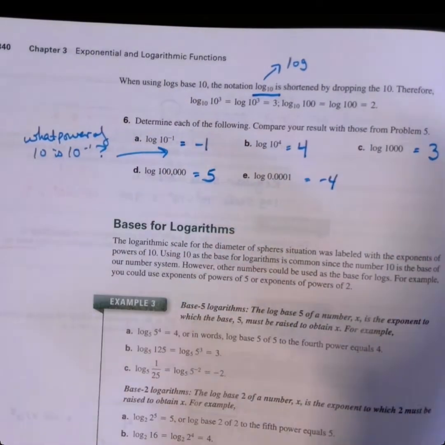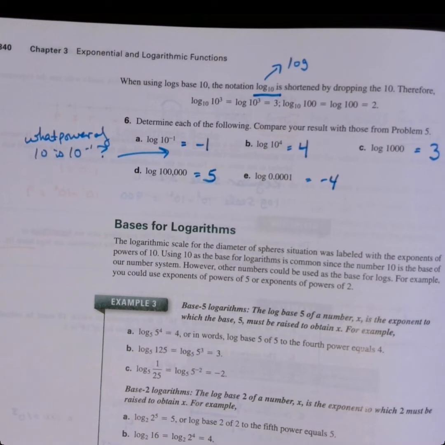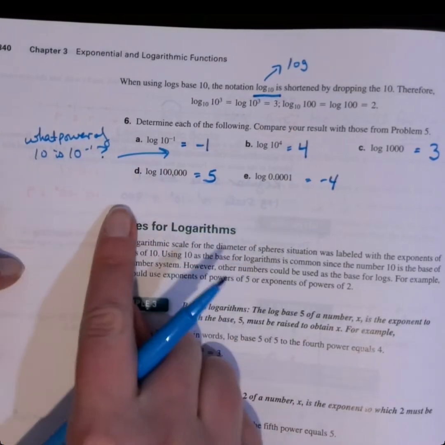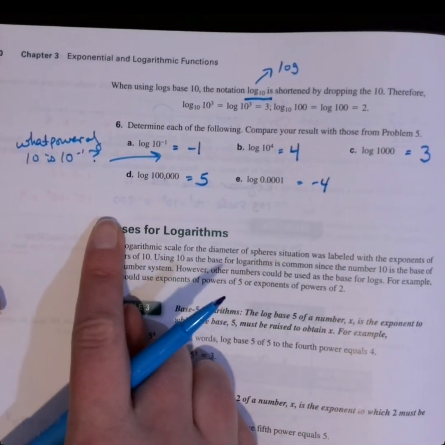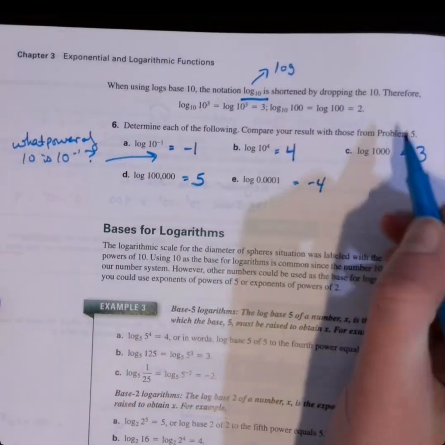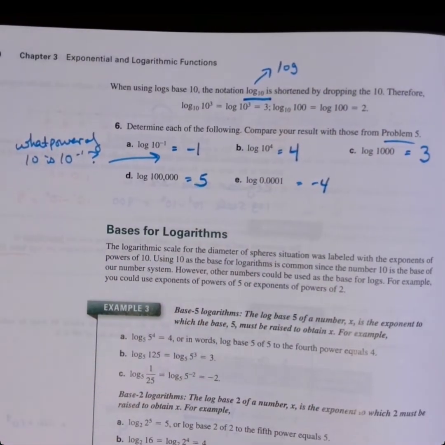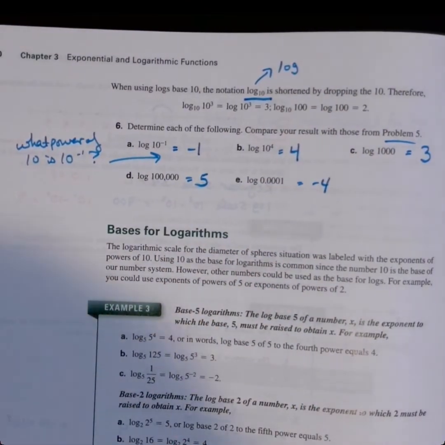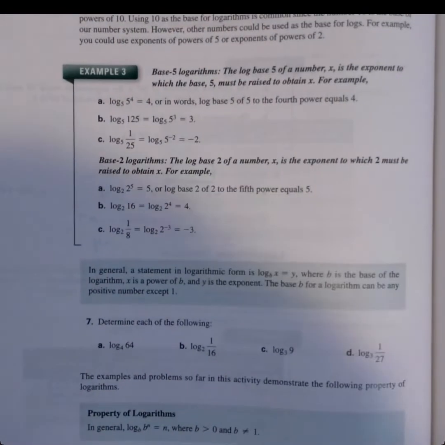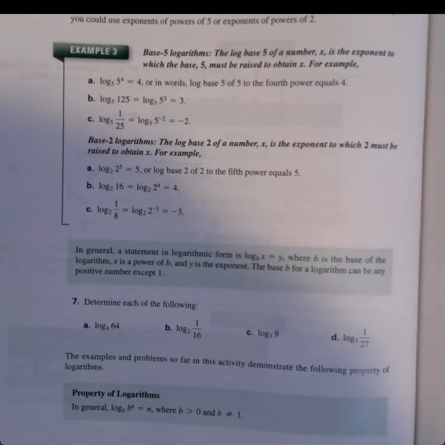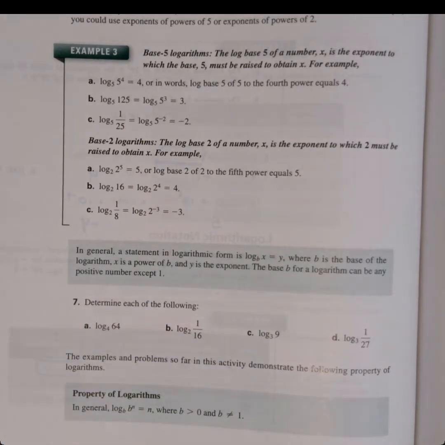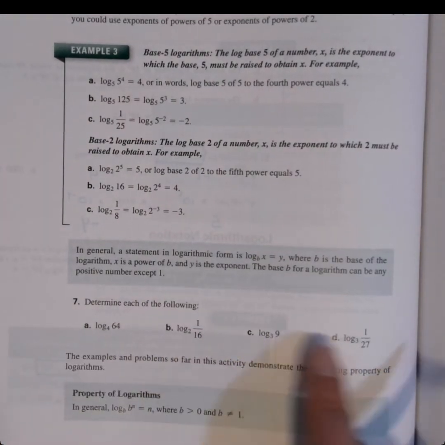These should match up to what we saw on the previous page, number 5. These are just now written, instead of in words, in logarithmic form. So our answers should match those from the previous page, problem 5. All right. So we're going to keep looking at the bottom, and we're going to look at logarithms with other bases. So maybe the base of our logarithm is 4 or 2 or 3 or so on.